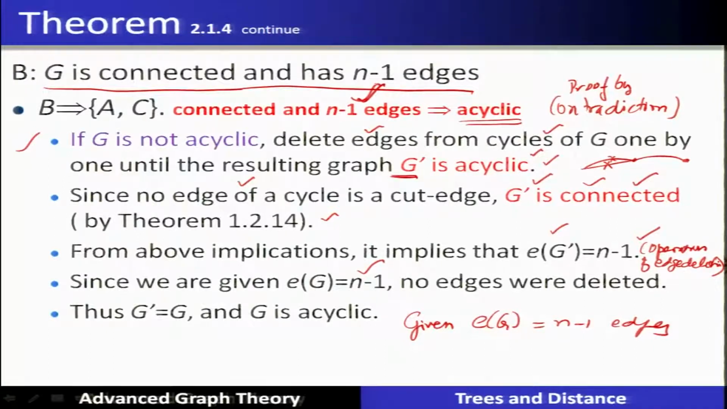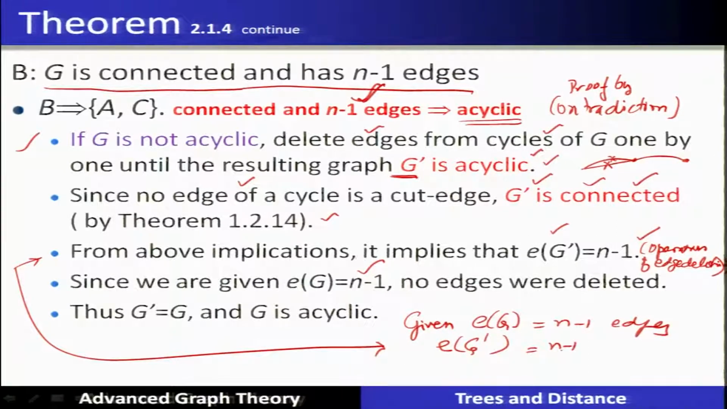But by this particular step we have achieved a graph G prime, and that is by deleting the edges, and the total number of edges which are there in G prime is also n minus 1. So, how many edges have we deleted? We have not deleted any edges. If no edges are deleted, that means both the graphs are same.